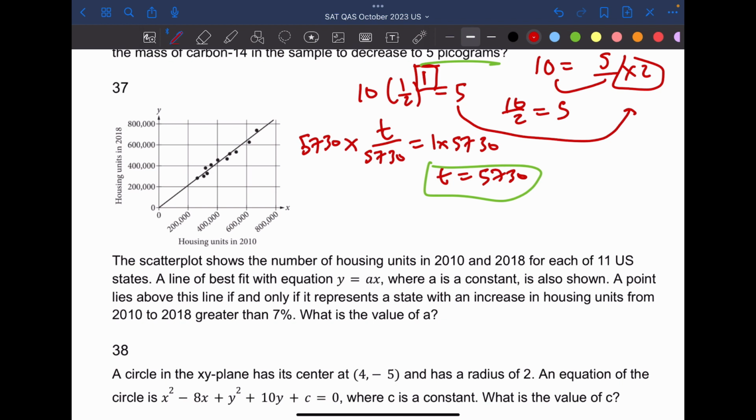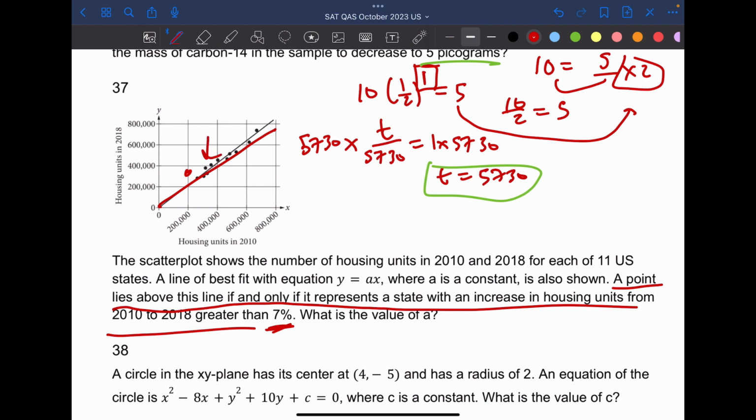This question is easy if you know what the question is actually asking for. That's the hard part in this question. The main point in the question is this sentence, I'm going to read it again. It says a point lies above the line. So this line over here, a point lies above it if it has a difference of at least 7%. So we know that this is an increase of 7%.